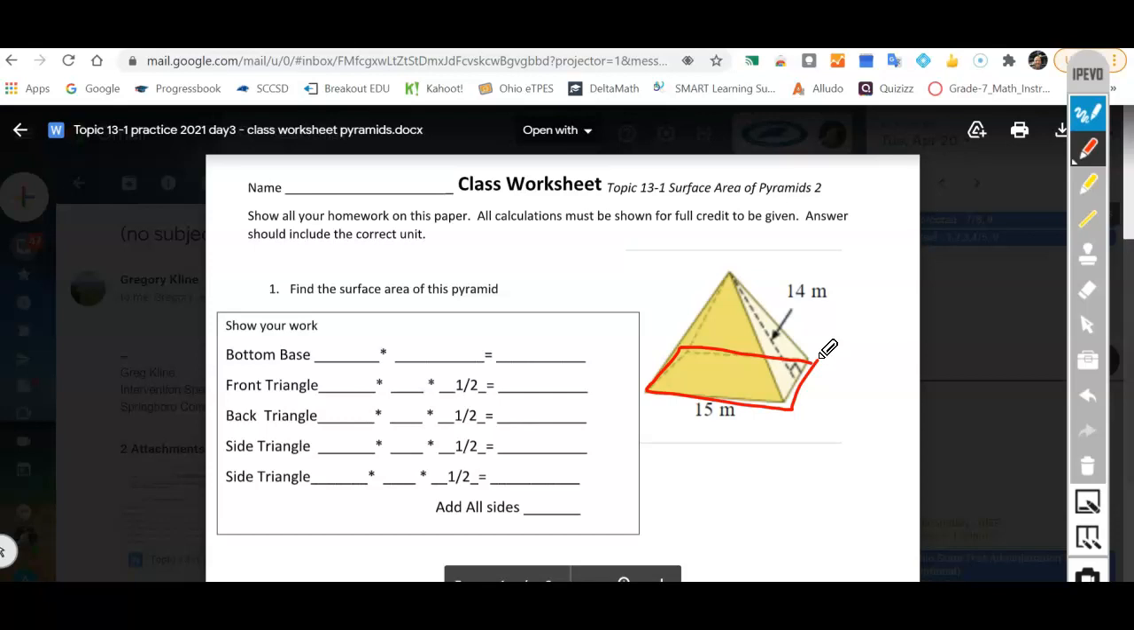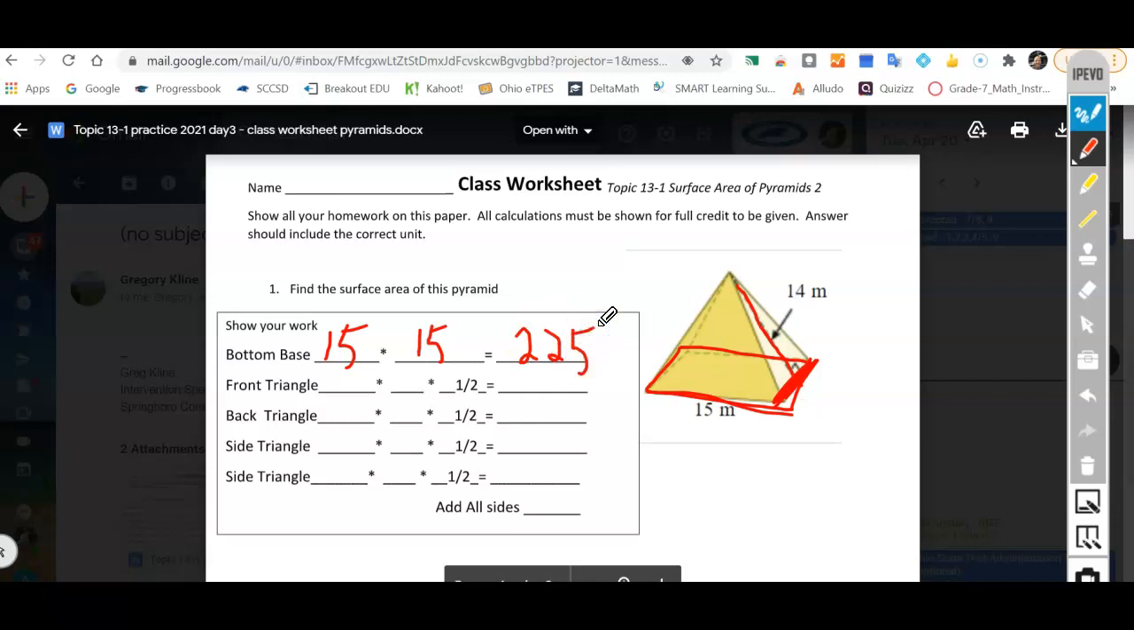Ooh, 15 and not 14. That 14 is going up the triangle. So what's my other dimension on the base? It's going to be 15, right? Because if they only give you one dimension, one measurement, that means it's square. The base is square, so it's 15 by 15, which is, Amir? 225.